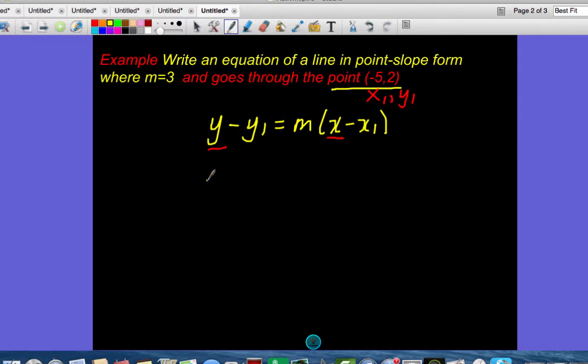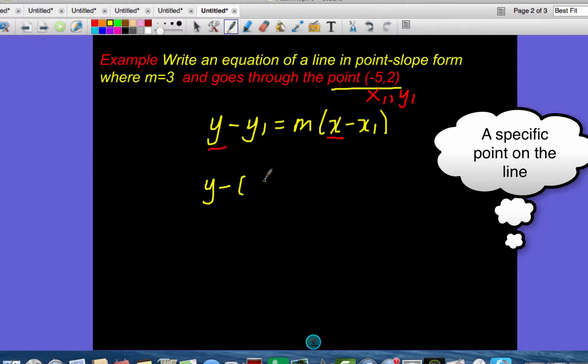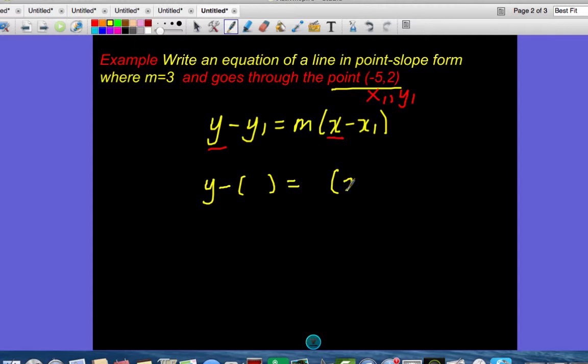So by substitution, we leave y minus, and I'll put parentheses around what I'm going to sub in. We know that m is 3, that y1 is 2, and that x1 is negative 5. Okay, so we've substituted now. Now it's a matter of simplification. We have y minus 2 equals 3 times the quantity x plus 5.